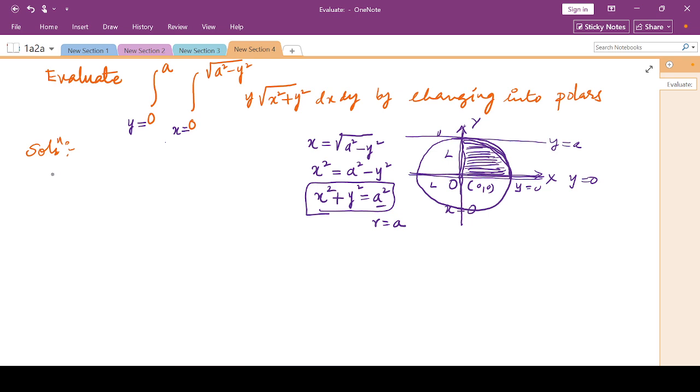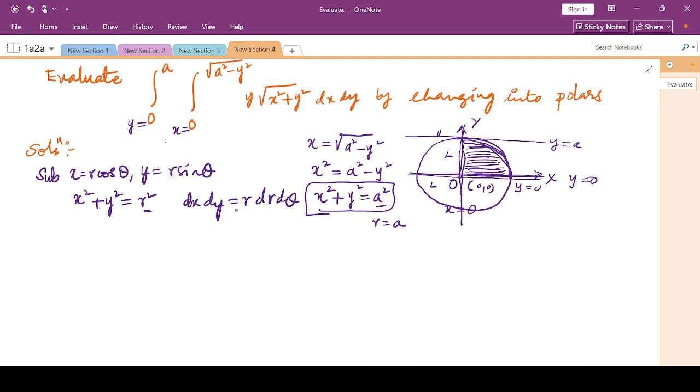And if I want to express it in terms of polar, first I am going to substitute x equal to r cos theta and y is equal to r sin theta. These are the substitutions, and we already know that x square plus y square is equal to r square. On squaring and adding, you will get r square cos square theta plus r square sin square theta. You can take r square common. You will get cos square theta plus sin square theta is equal to 1, and 1 into r square is r square. Then you also know that dx dy is equal to r dr d theta.